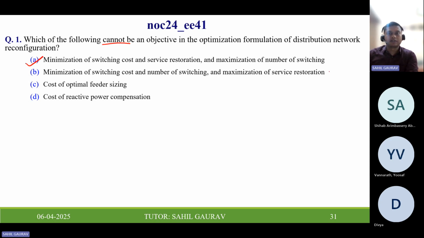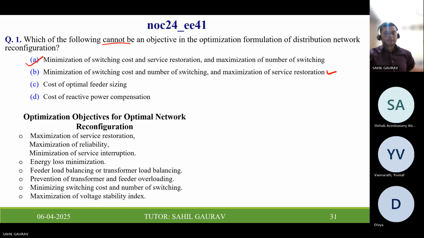This is the objective optimization function. We require minimization of switching cost and number of switching and maximization of service restoration. And the opposite is minimization of switching cost and service restoration and maximization of number of switching. This is wrong. The first part, switching cost, is okay. Service restoration is not correct, so this is also incorrect. And maximization of number of switching is also incorrect.